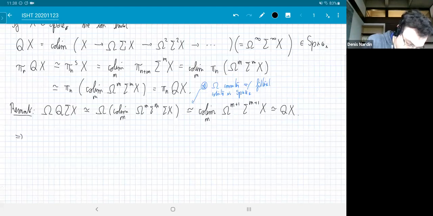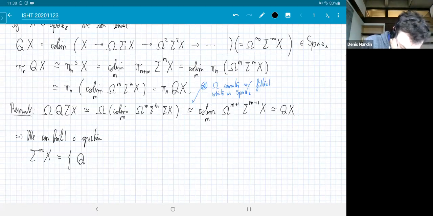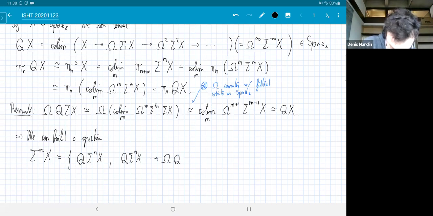So we can build a spectrum, sigma infinity X, whose nth space is going to be Q of sigma n X, together with these natural equivalences that I just discussed.